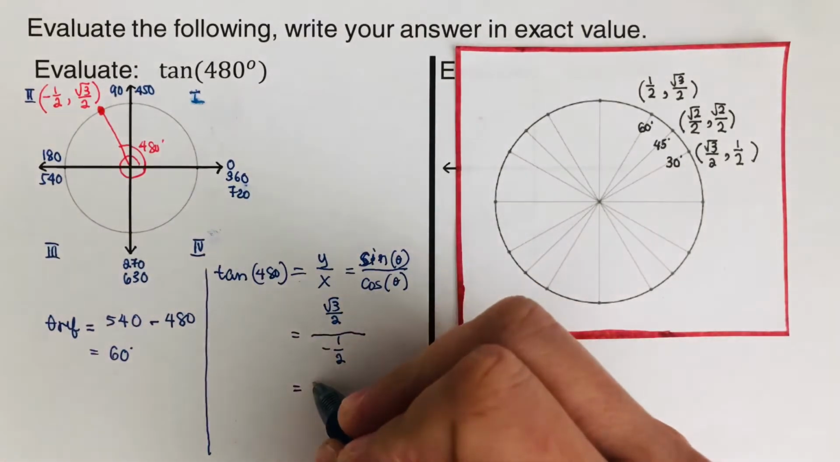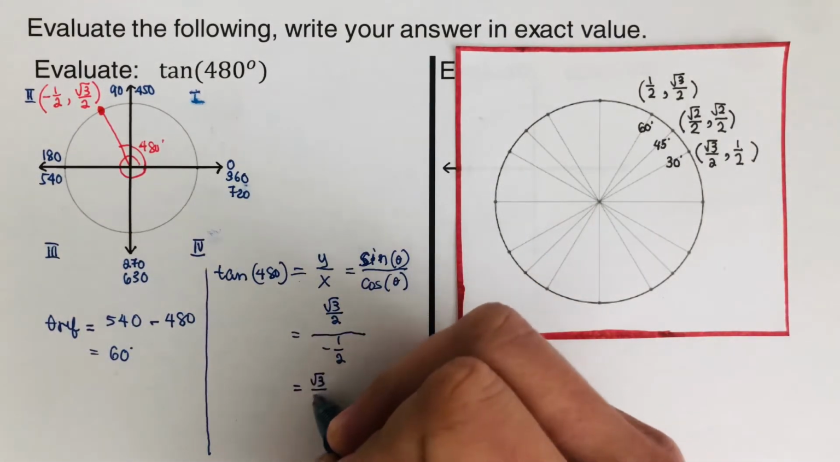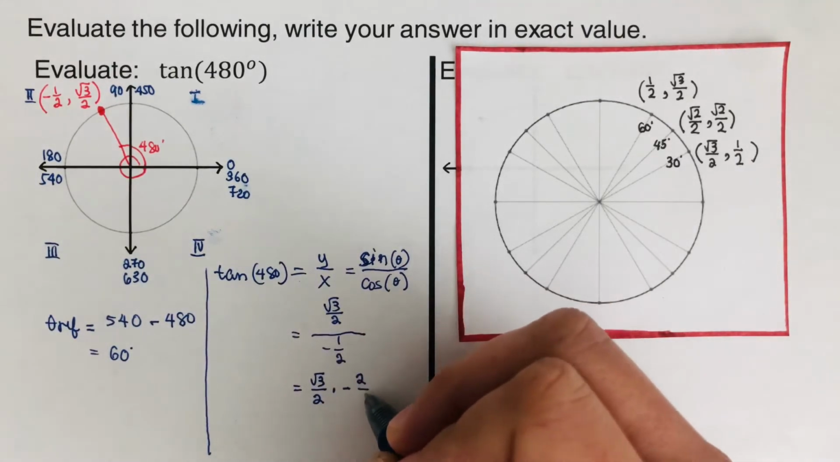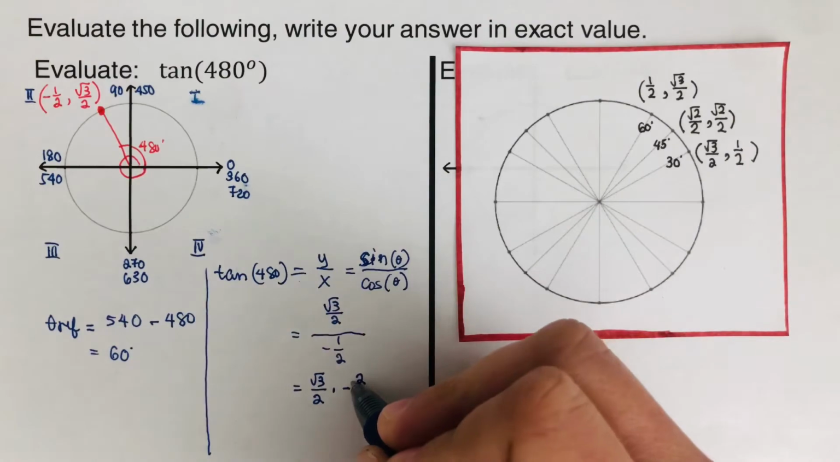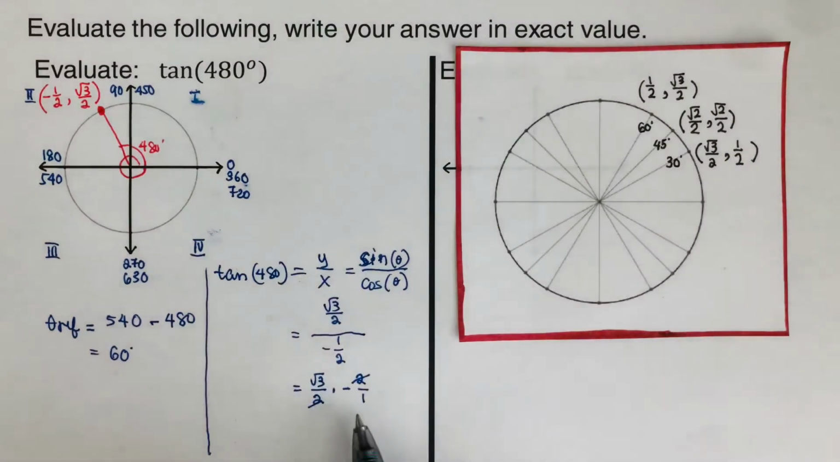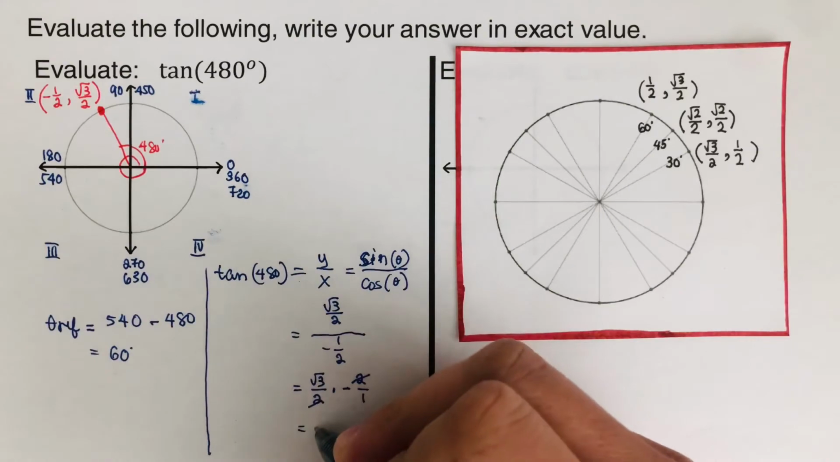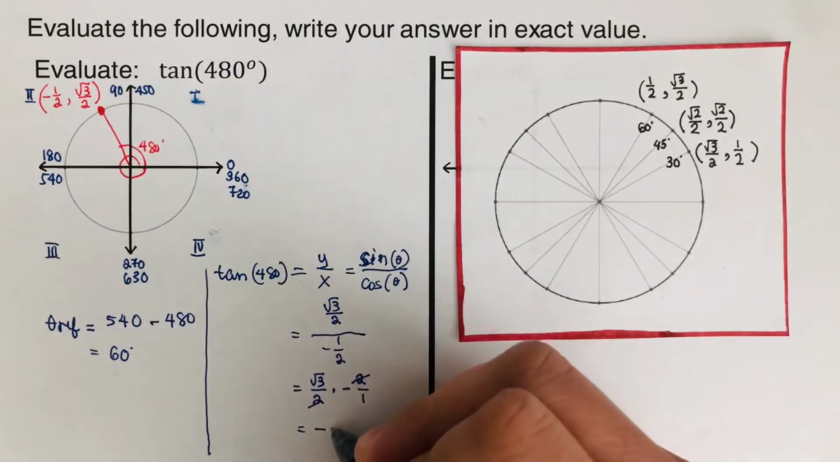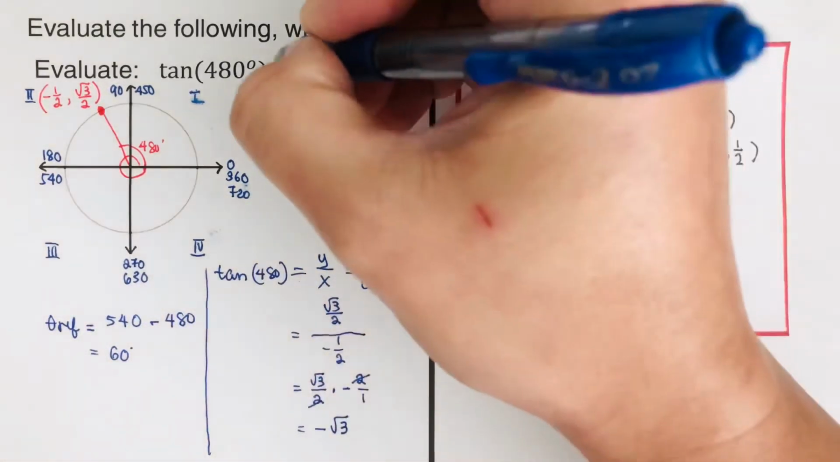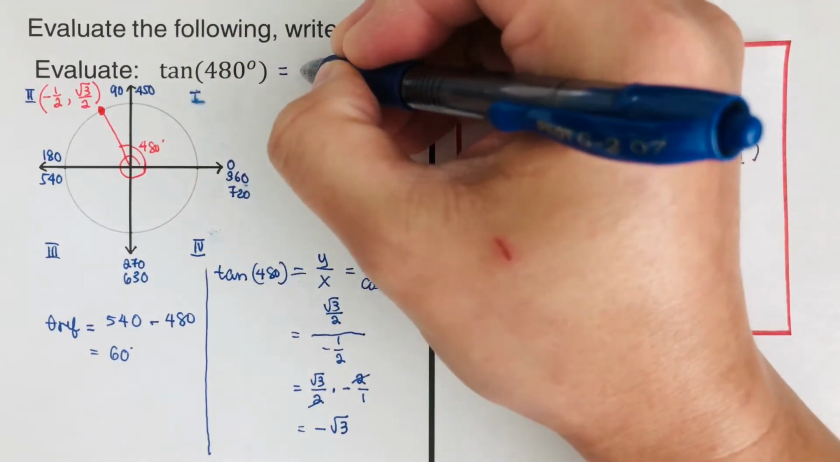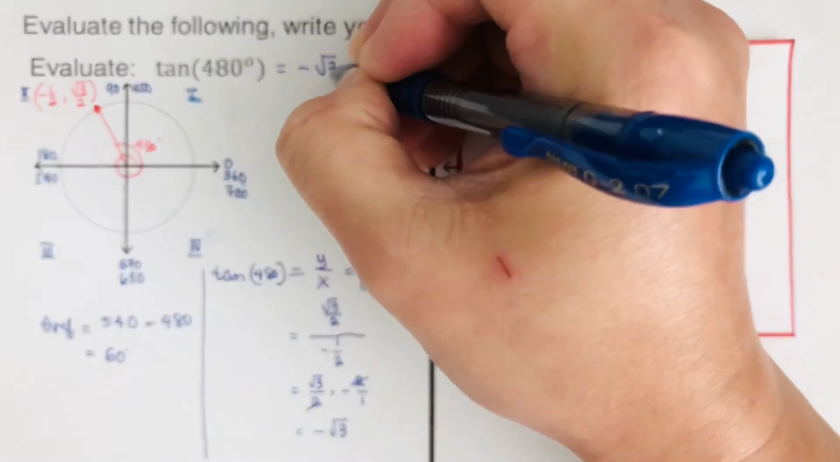I can go ahead and write square root of 3 over 2 times negative, flip it, so that would be 2 over 1. So I can go ahead and cross out 2 and 2 right here. So we're left with square root of 3. So pretty much our value for tangent 480 is actually negative, because there's a negative right there, negative square root of 3. So this is the exact value for tangent 480, which is negative square root of 3.